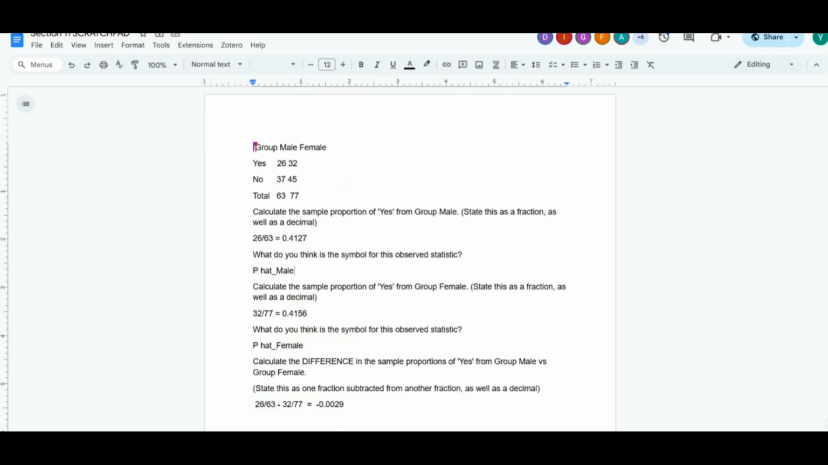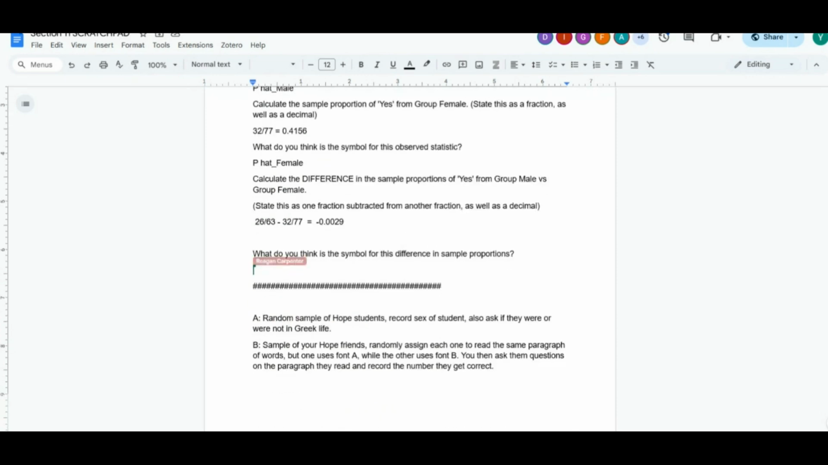And one last thing. What is the symbol for this difference? Can you guess? This is kind of a trick question. There's no special symbol. This is just p hat male minus p hat female. That's it. I can't express this in any less clumsy way, because this looks like cheating, right? It's not a new symbol. What I'm saying is, how would you write this in symbols? Not a new symbol, but it's p hat male minus p hat female. That's what you're doing. Good.